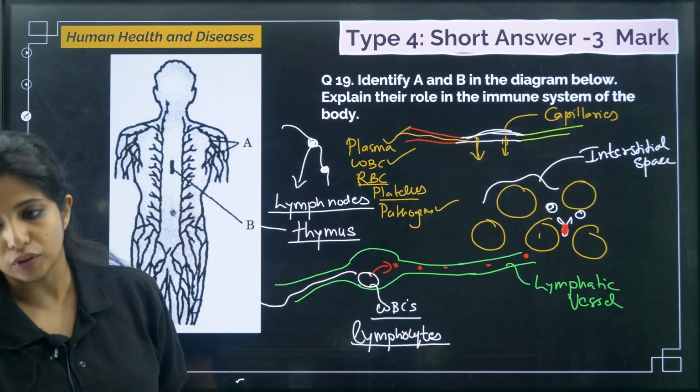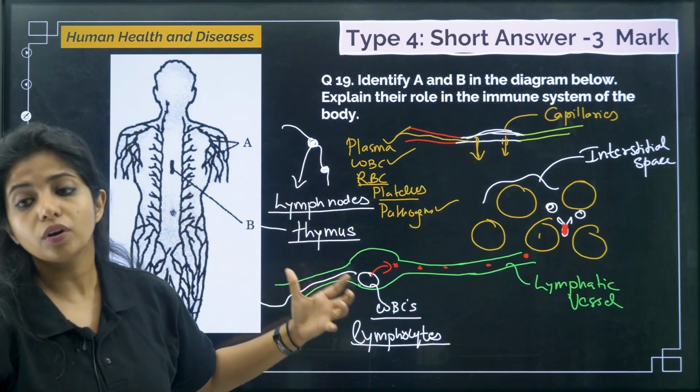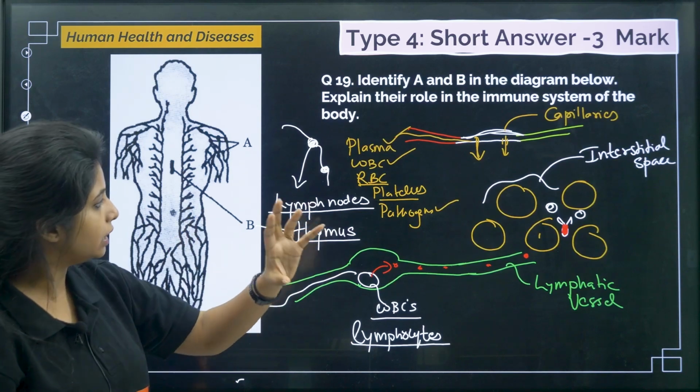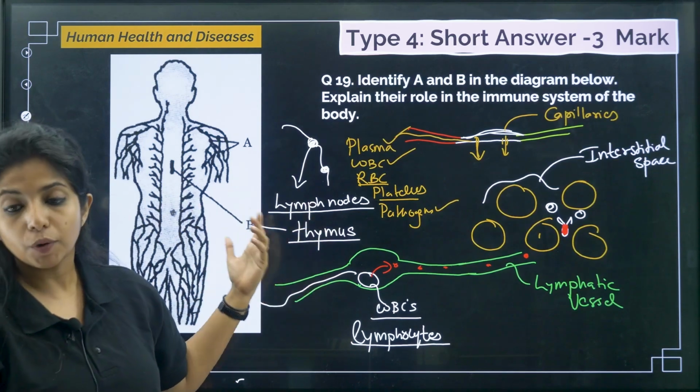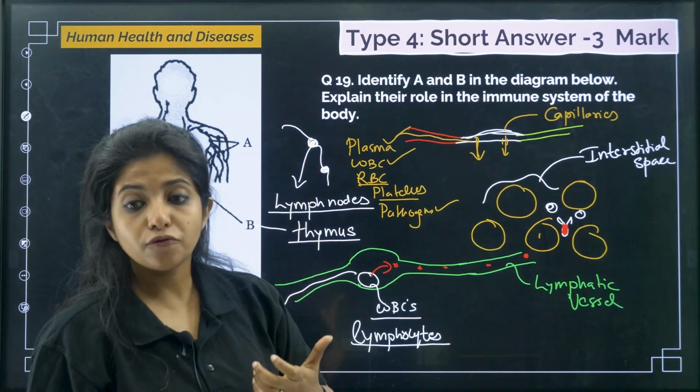Works? So this is how they work. Okay, explain the role. This is how you have to explain the role. I'll show you. I have made a written format as well. And now thymus. When you talk about thymus, thymus is a lymphoid organ.